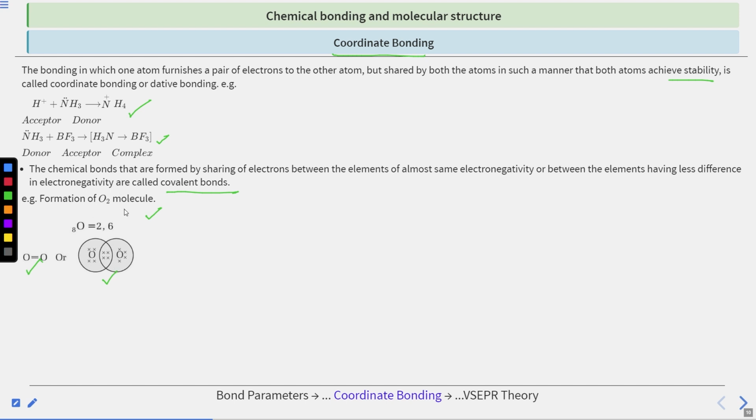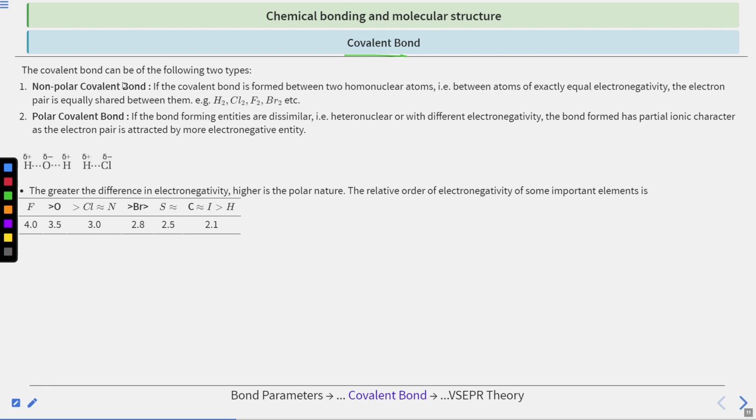Oxygen has 8 electrons in total. So 6 will be the number of electrons in the outermost shell, so it needs 2 more electrons to get stabilized. So this is how, by sharing electrons with another oxygen atom, the oxygen molecule will form and show stability.